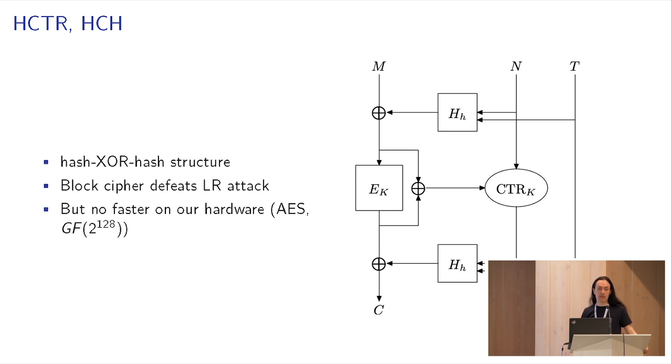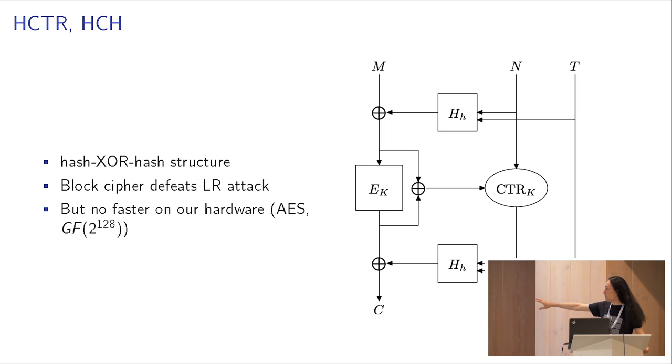We're inspired by examples like HCTR and HCH. There's a lot of interesting work in this area, which is cited in the paper. Like the other work that we looked at, it is based on the assumption that you're going to use AES and multiplication in GF(2^128). HCTR and HCH have this hash-XOR-hash structure. They have a narrow 16-byte block on the left, and they hash the wide block on the right to combine with the block on the left. They use that to generate the nonce that goes into the counter mode encryption, and then they hash again on the other side.